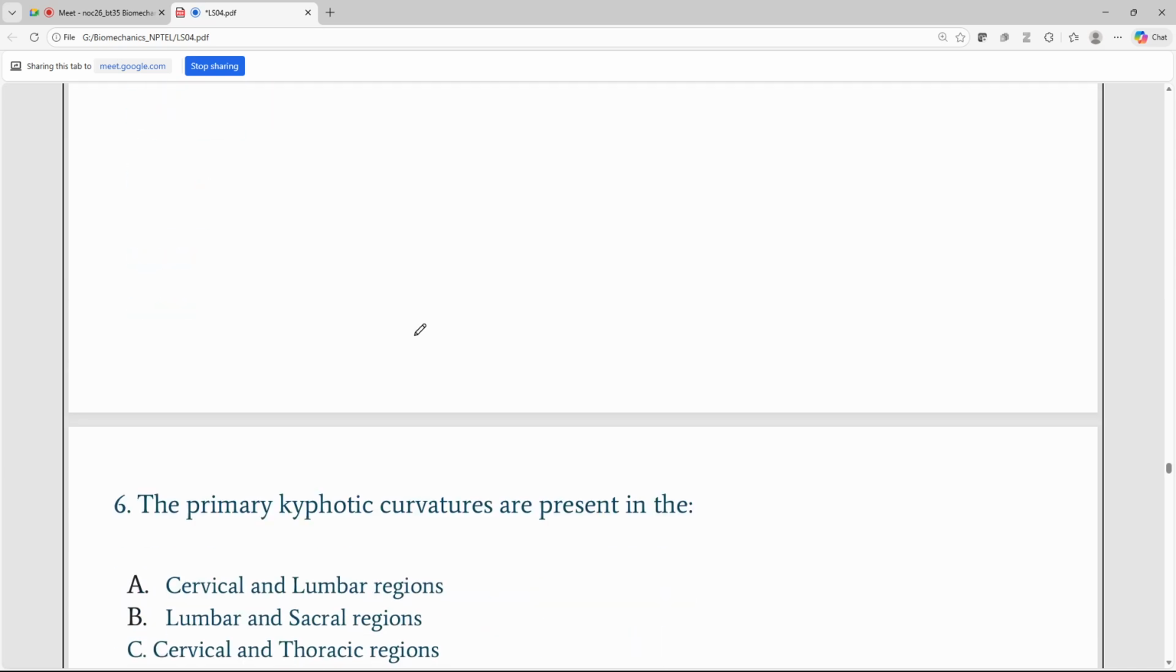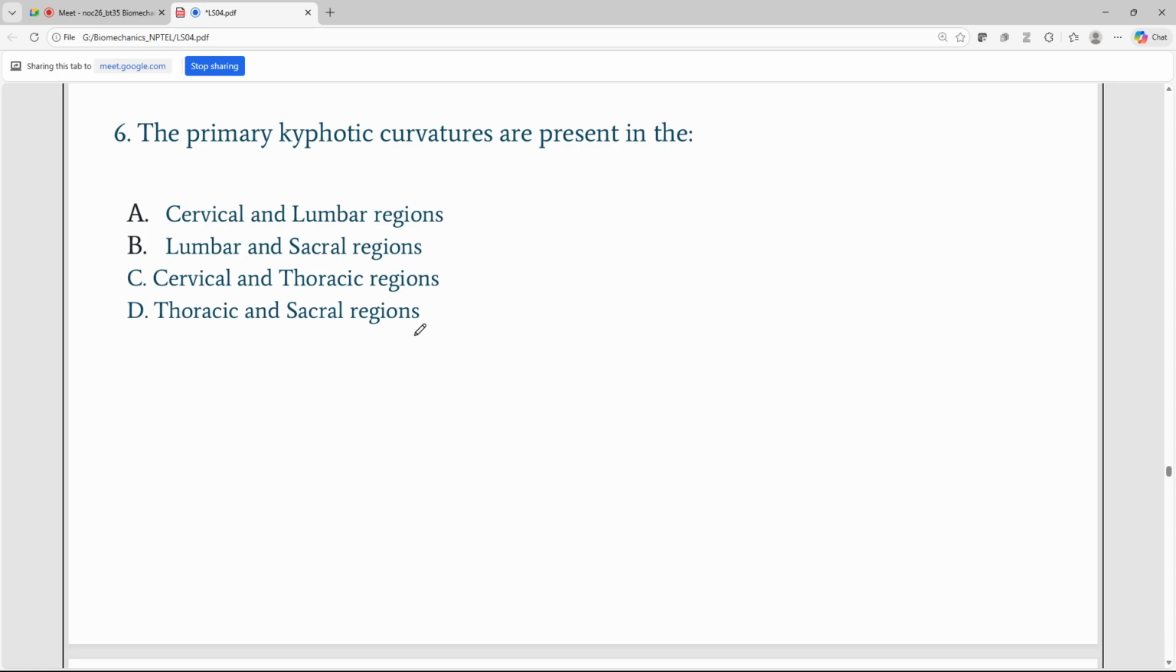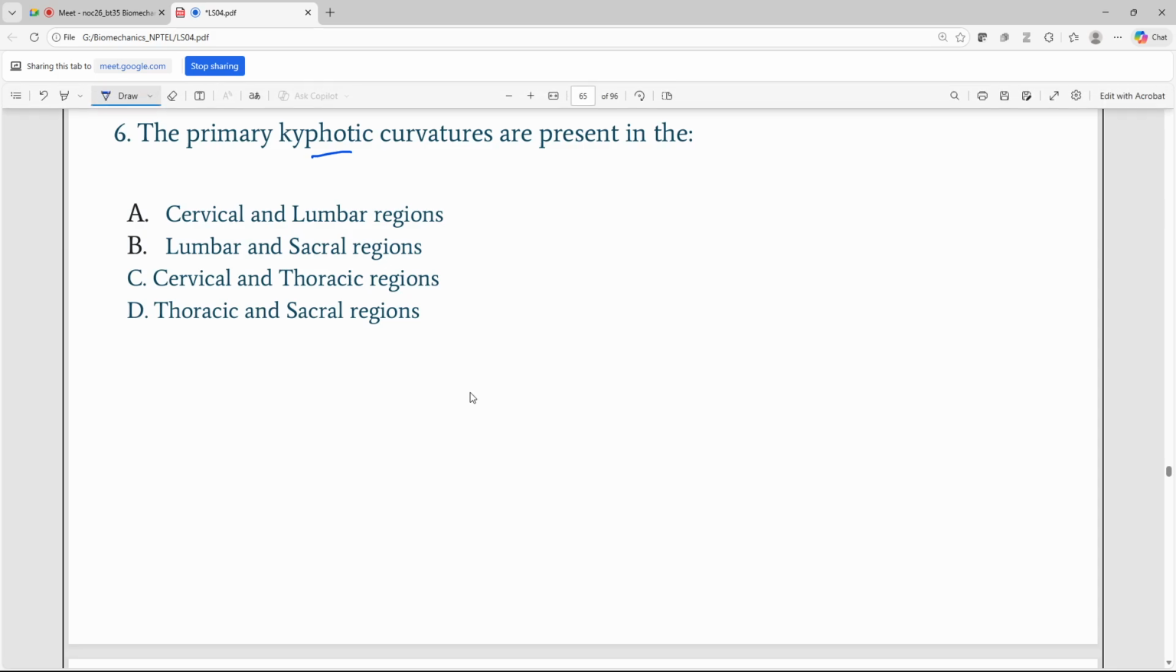Next question. The primary kyphotic curvatures are present in the... this is a little advanced question, so try. I don't know whether you understand what is kyphotic curvature. Try to answer the question, I will explain. The primary kyphotic curvatures are present in which of the following regions? Options are A, cervical and lumbar regions. Next one, lumbar and sacral regions. Cervical and thoracic regions. Thoracic and sacral regions.